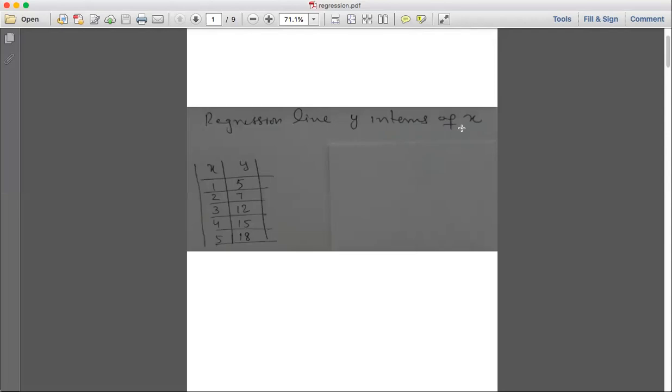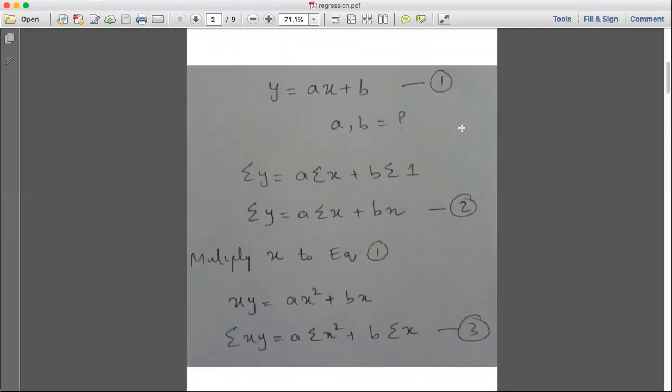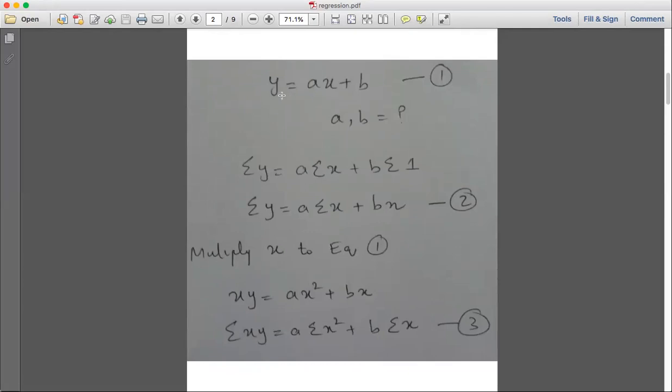And we know the equation of a line. As you can see on your screen, the first equation y is equal to ax plus b. This is the equation of a line. Okay, we need to find this equation. How can we find this equation? The values will be given, and we need to find a and b, and then we will put the values in equation 1. The method that we will follow here is known as the least square method.